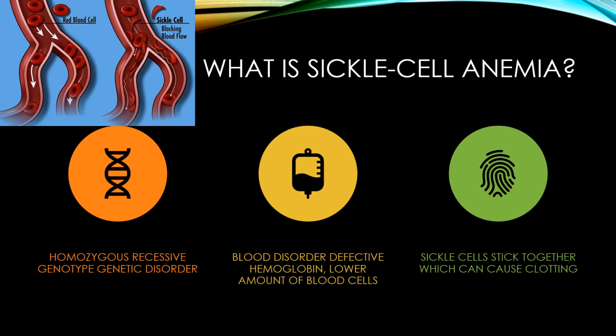It's defective in hemoglobin, which means that there's a lower amount of blood cells flowing all at once, and the sickle cell anemia blood cells can only last for 20 days, while regular ones can last for 100, so they die out a lot quicker, which is not good. And again, they do clot together.